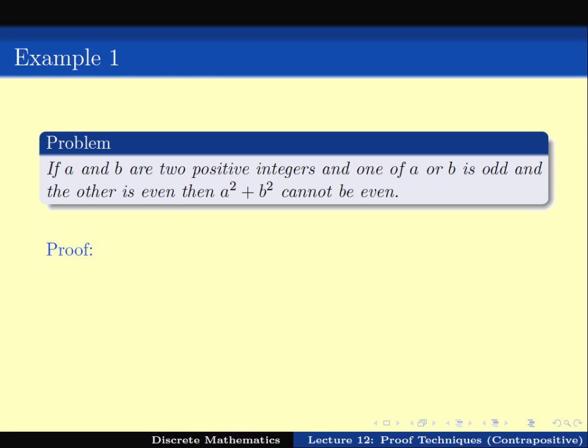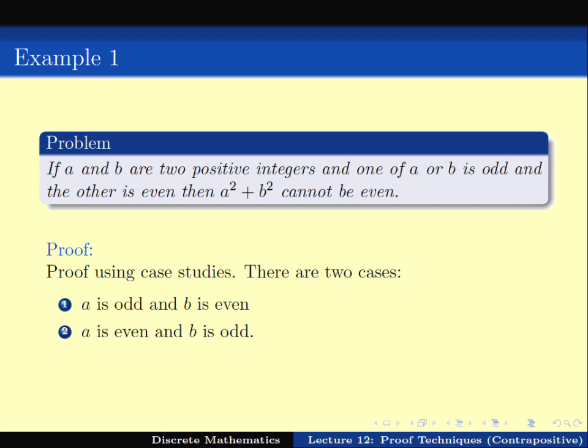Now to prove this one, we have to do case studies, and it is pretty simple. The first case is A is odd, B is even, and the second case is A is even, B is odd. It's clear that these are the two cases. You can apply these two cases and prove this statement. So the rest of the proof is for you to do at your leisure. Complete the proof by yourself. The main thing to notice is that by applying the contrapositive rule, we could easily convert this problem into something quite simple.